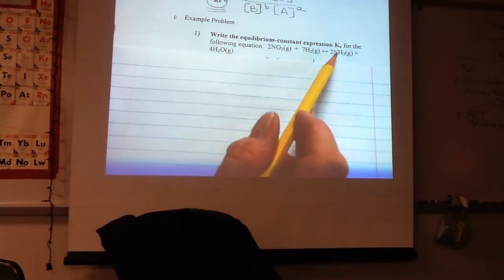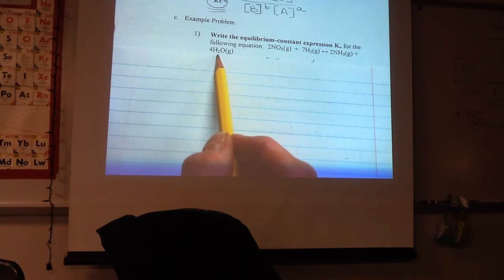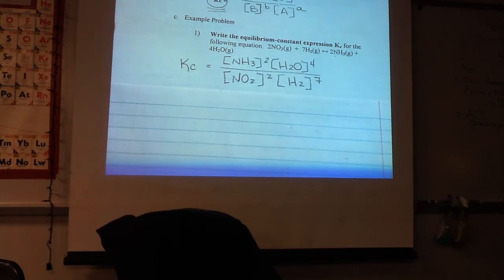All right, so I'm going to take the concentration of the products raised to 2, hydrogen or water raised to the 4th power. That gives me my numerator. And then my denominator is nitrogen dioxide raised to the 2nd power times hydrogen to the 7th power.